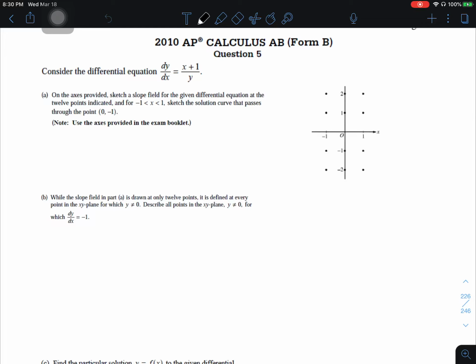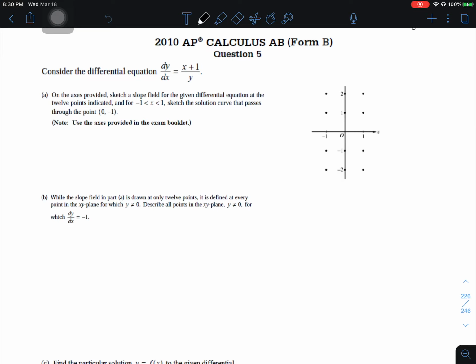This is AP Calculus AB, looking at the 2010 released question, number 5 from Form B. Consider the differential equation dy over dx equals x plus 1 divided by y. On the axis provided, sketch a slope field for the given differential equation at the 12 points indicated.